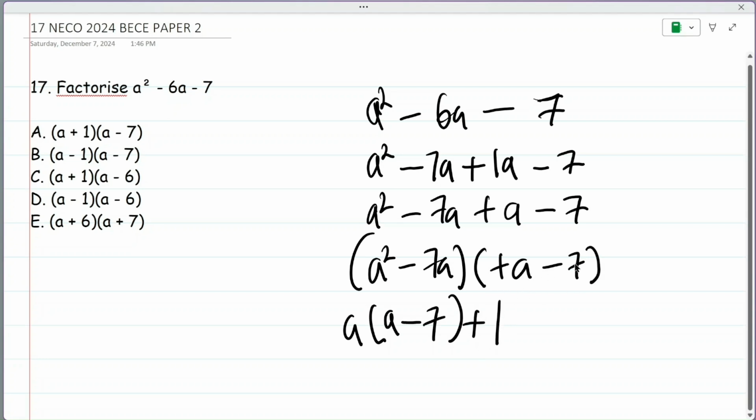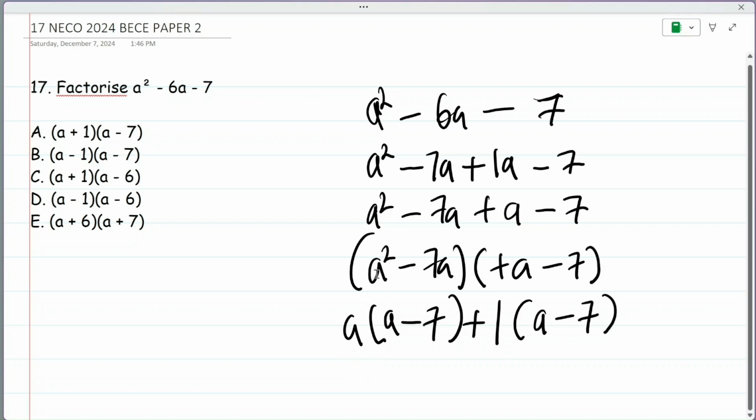What is in the bracket here is the same as what is in the bracket here when you have factorized this value. And you have this value which is the same as this, just write plus 1. Then you still have your a minus 7. This tells you that if you multiply plus 1 by a minus 7, you still get plus a minus 7. And if you multiply a times a minus 7, you still get a squared minus 7a.